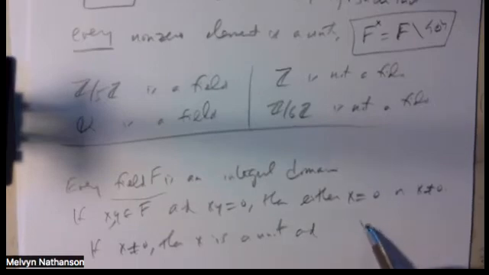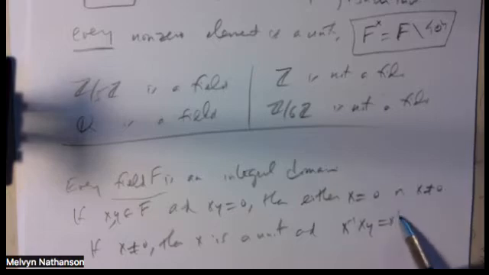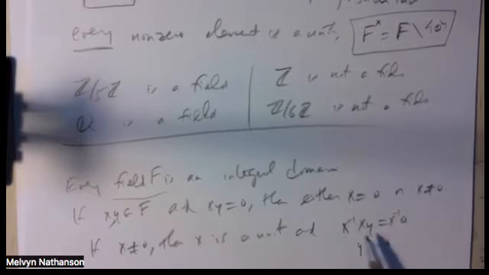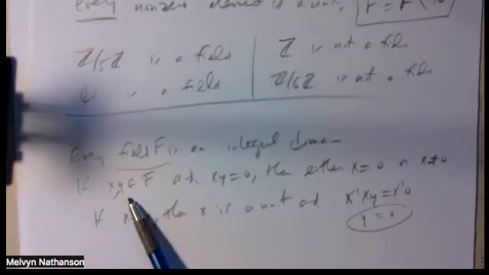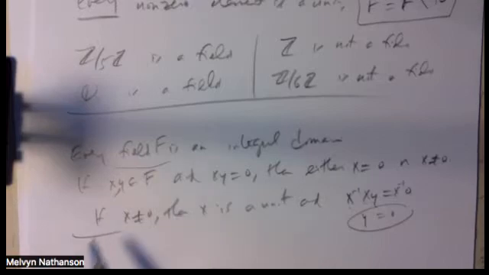And if I take xy equals 0, and I multiply this equation on the left by x inverse, I get x inverse xy is x inverse 0. But x inverse x is 1, so this is just y, and anything times 0 is 0. So if x is different from 0, then y has to be equal to 0. So in a field, if a product of two elements is 0, at least one of them is 0. Right? So every field is automatically an integral domain.